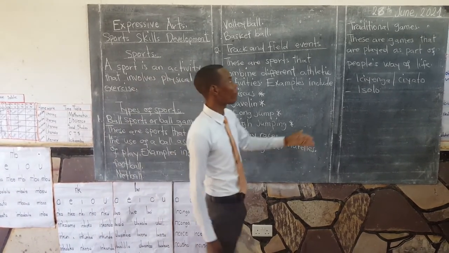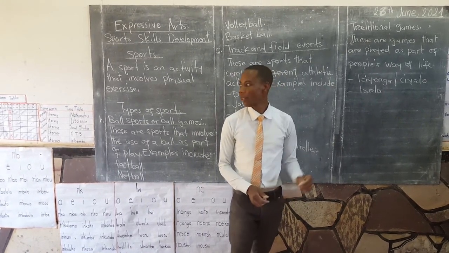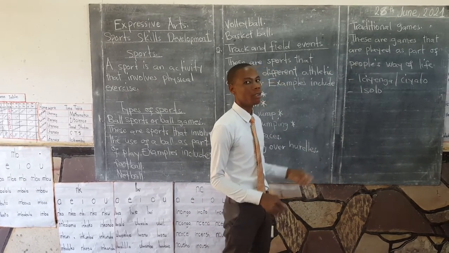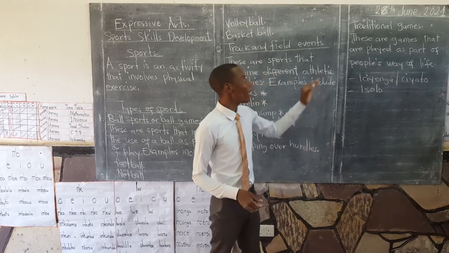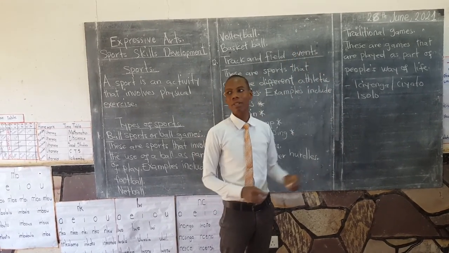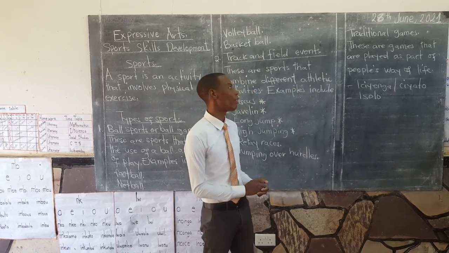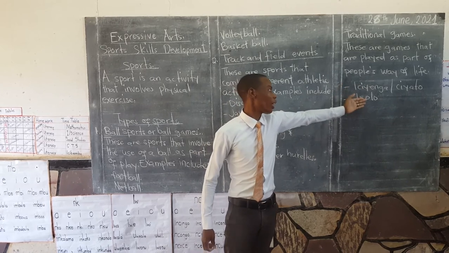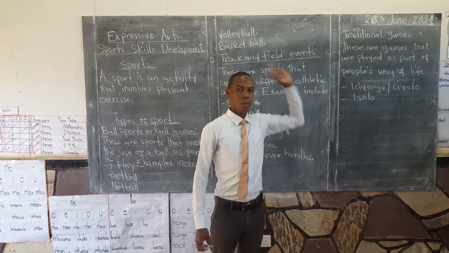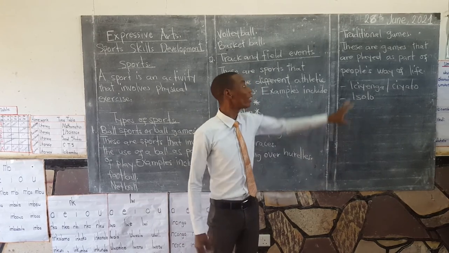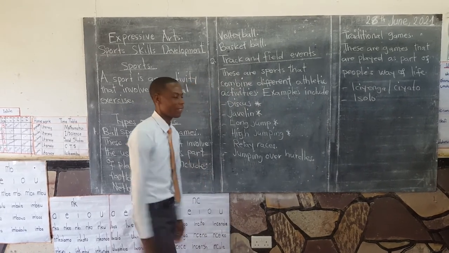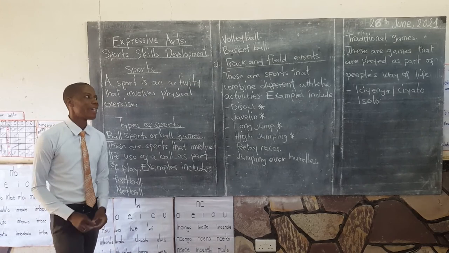Apart from these, we have traditional games. These are games that are played as part of people's way of life. In short, they are the games that are part of our culture. Examples include Ichienga, Isolo. Ichienga is also known as Chiato. Wherever you go, whatever district you visit, at least you will find people who know how to play these types of games. So that is what I had for you in expressive arts.